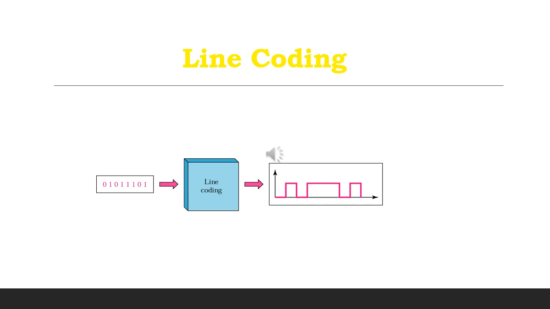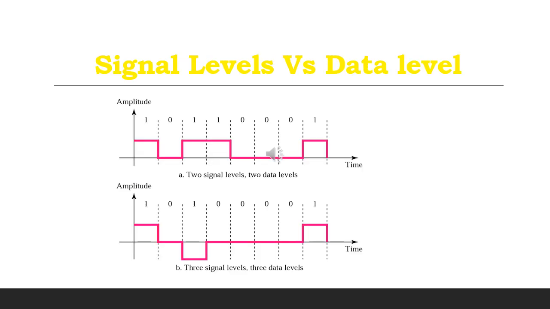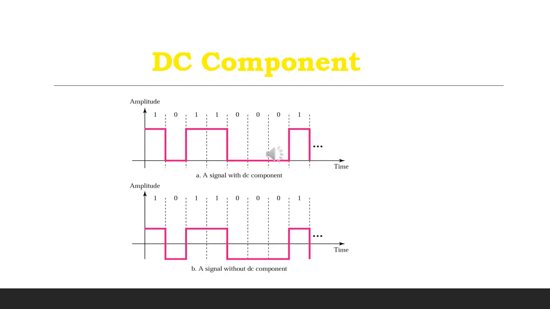Now this is the pictorial representation of how a direct component can be transmitted. Here we have a comparison between signal levels versus data levels. In A, we have two signal levels and two data levels, whereas in B, we have three signal levels and three data levels. On DC component, a signal with the DC component, we have only 0, 1, 0, 0, 0, 1, and a signal without the DC component, you can see the difference between the amplitude between the two, A and B.